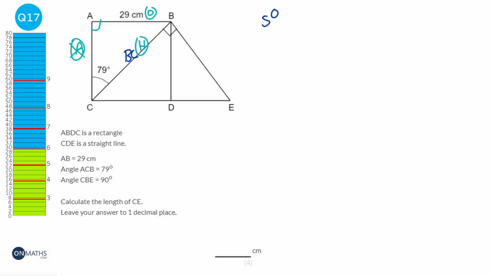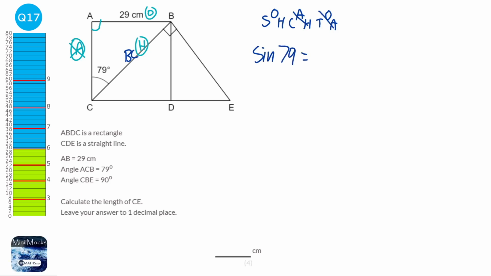So we're going to just do our SOHCAHTOA, and we've crossed out the A, so we cross out these two. So it's going to be sine. So we know that sine 79 equals the opposite, which is 29 over the BC. So I'm going to put my solving lines in. And we need to times both sides by BC first of all.